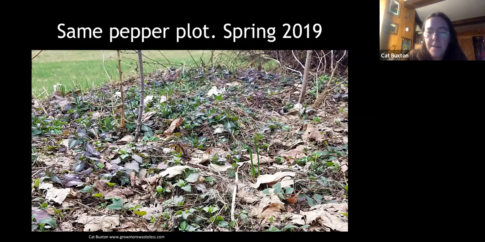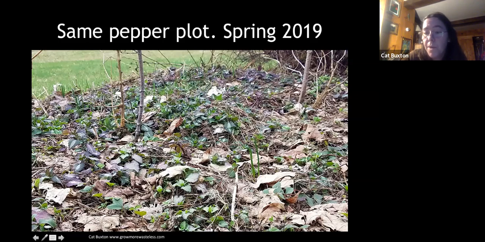So this is that same plot that we were just looking at in the spring of last year after the peppers. So I just left the peppers in the ground. I cut everything down and just let it drop on the ground. And this is what you're looking at. And this very next year, I planted tomatoes in this spot.